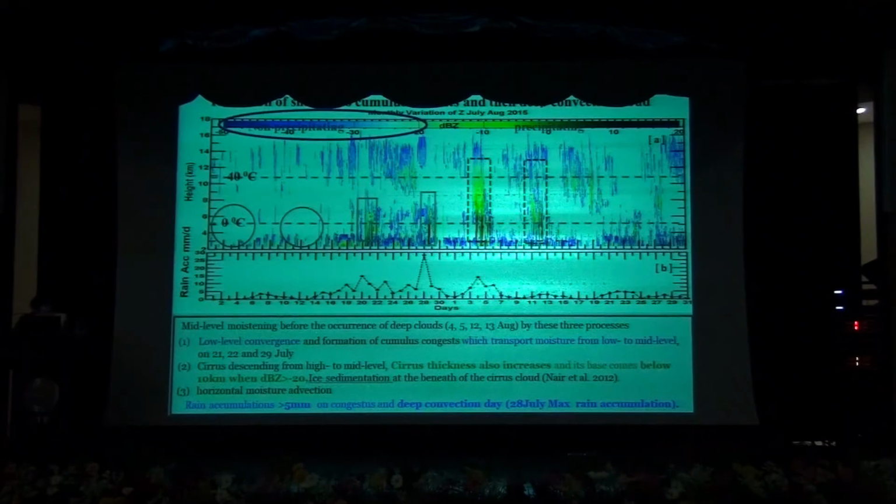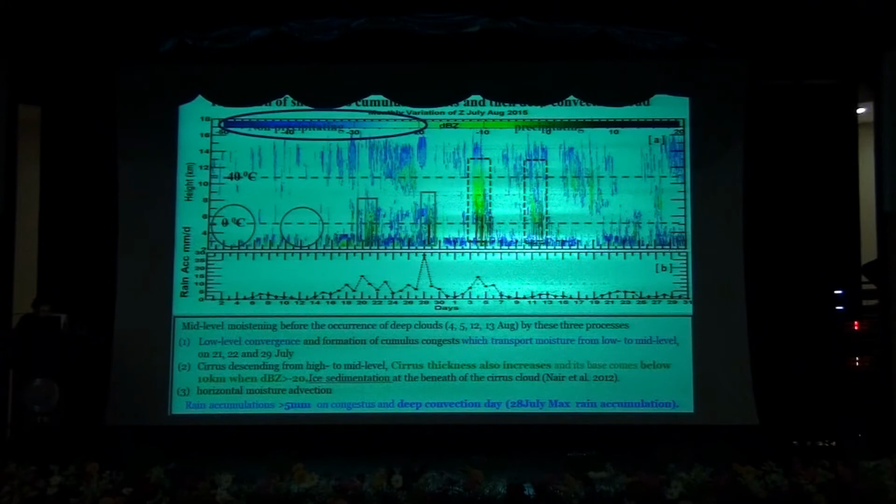For the first 2 weeks, you can see there is a dominance of shallow clouds. A mid-level void region is also here, and after a few days, there is an occurrence of deep convective cloud. As we know, we need mid-level humidity for deep convective cloud growth and sustenance. So there are 3 processes by which it can occur.